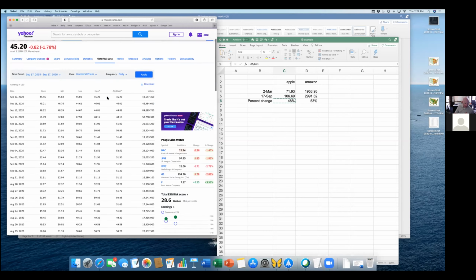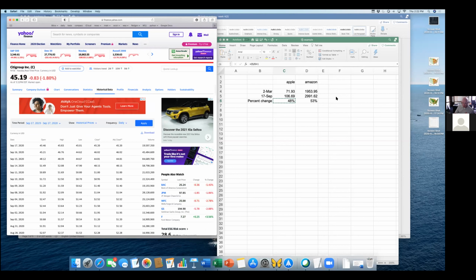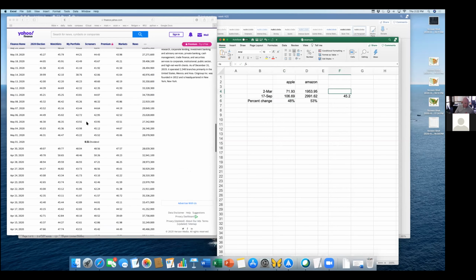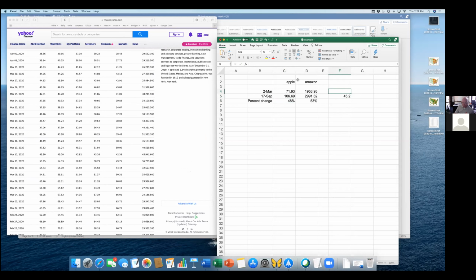All right, now let's go to historical data. We're now at 45.20. And go back here to March 2nd, 66.01. You can see here that this one, having slippery fingers today, is down 32%. All right. And you can do this for any one of a number of stocks.